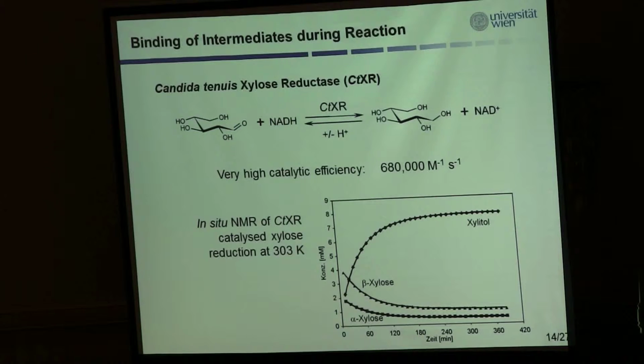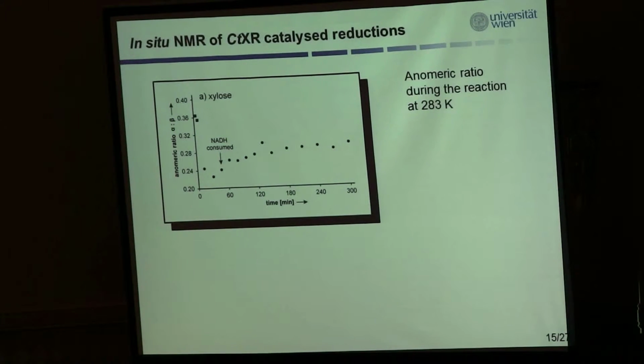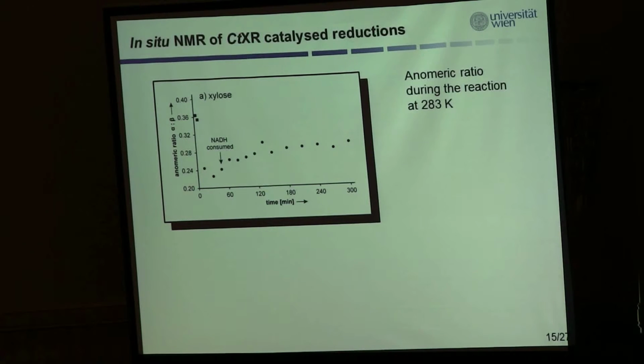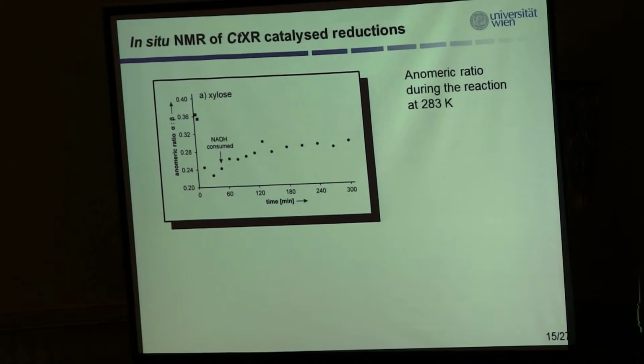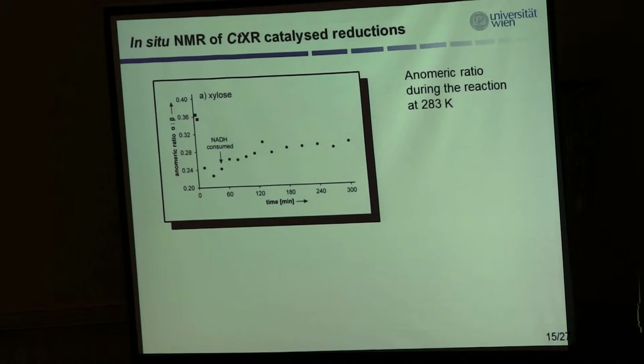And taking a look at the in situ NMR, we see nothing curious here. We have consumption of alpha and beta xylose and production of xylitol as a product. But taking a closer look and changing the temperature down to 383 Kelvin, we see that we have a change in the ratio of alpha and beta xylose. And here we have then a higher concentration of beta xylose that changes the ratio until the NADH is consumed. And then we recover to a certain point in between.